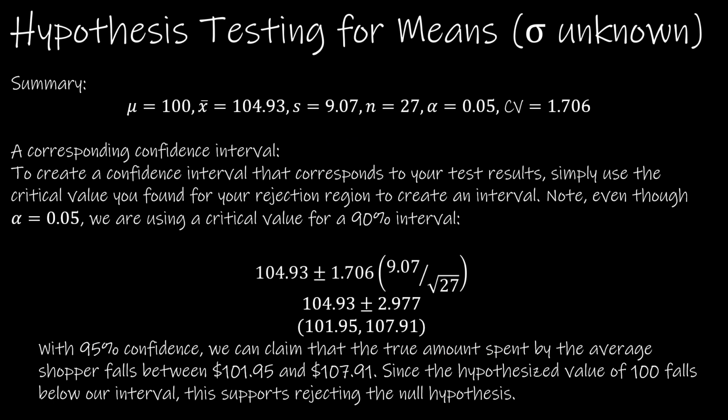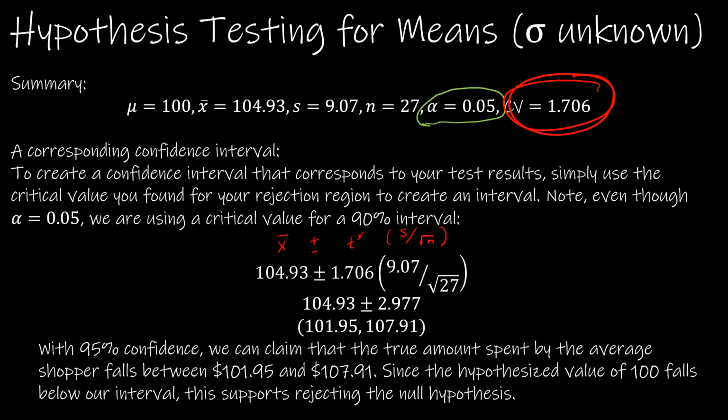To create a corresponding confidence interval, remember, don't get caught up in the fact that alpha is 0.05 and therefore we need to create a 95% interval. When we're doing an interval specifically to support a test, we're going to be using our critical value that we found for our rejection region. So again, this is just x bar plus or minus that critical value, and then this is s divided by the square root of n. And we end up with 101.95 to 107.91.